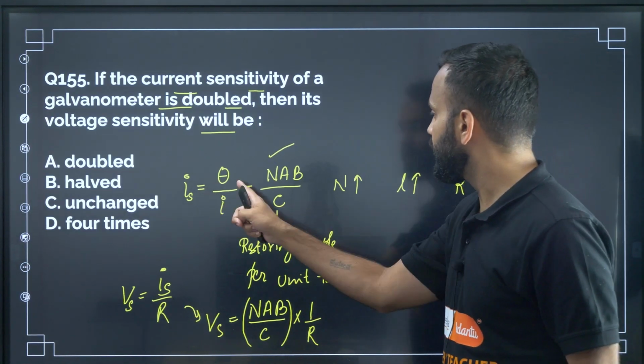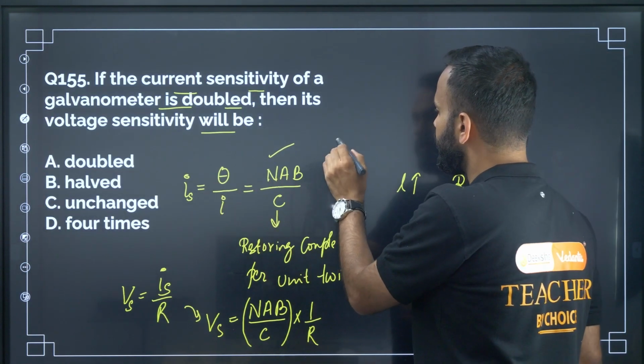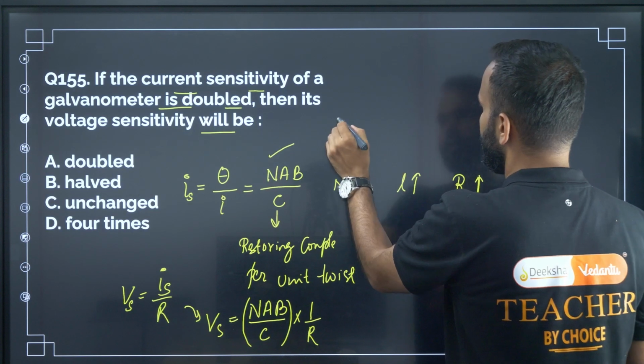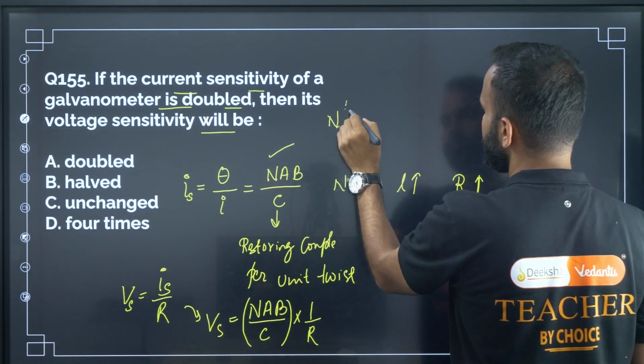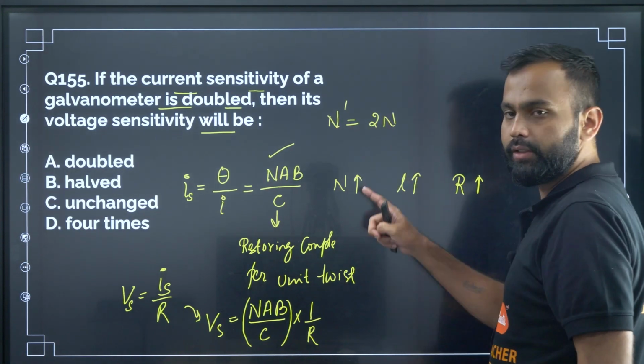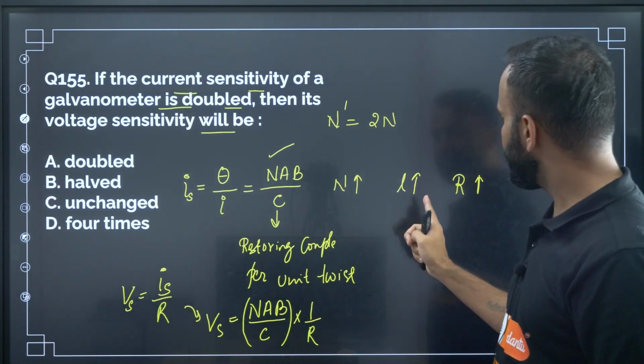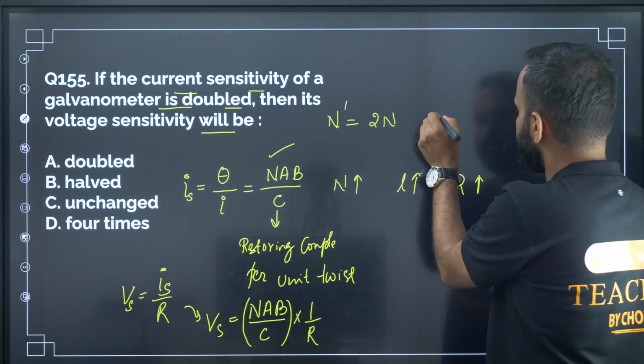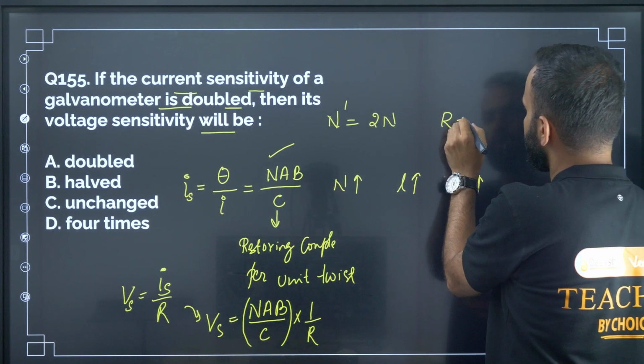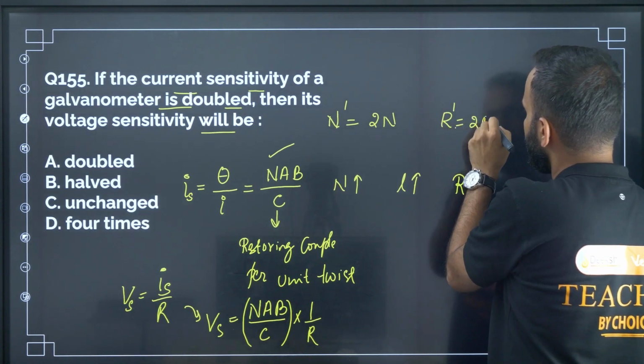So if the current sensitivity is doubled, then the number of turns will also be doubled, right? If the number of turns is doubled, then the length will also be doubled. If the length is doubled, then the resistance will also be doubled, right? So R dash equals 2R.